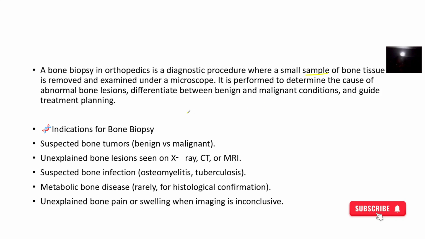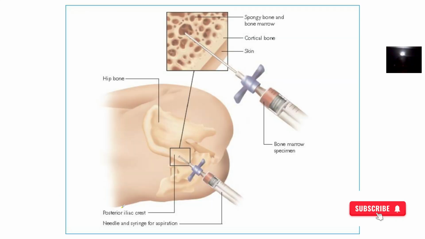So what are the indications? What could make you want to do a bone biopsy? If you are suspecting a bone tumor, or if you have seen on x-ray a bone lesion and you can't identify it very well, you might want to confirm it from the lab. It's an unexplained bone lesion. If there's a suspected infection, like osteomyelitis or tuberculosis, metabolic bone disease, unexplained bone pain or swelling.